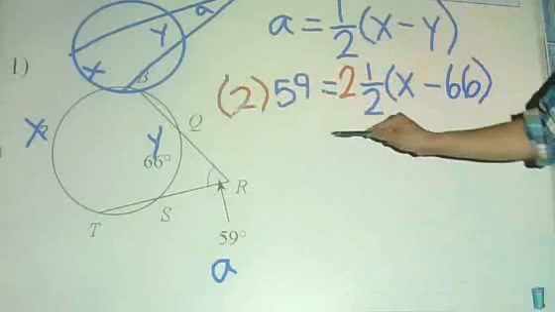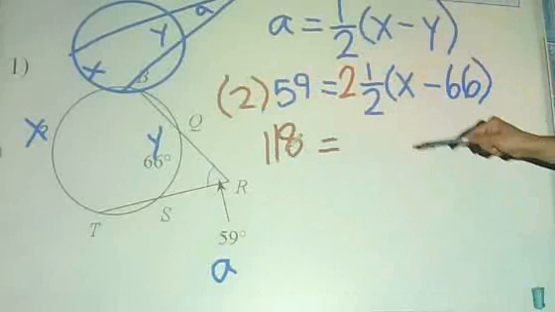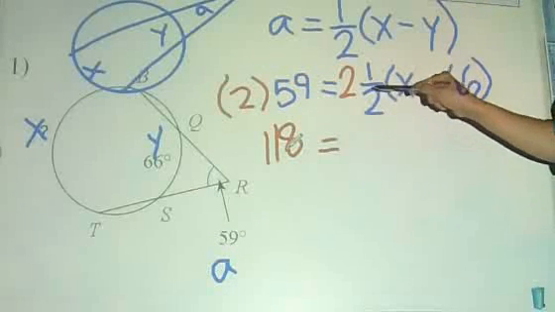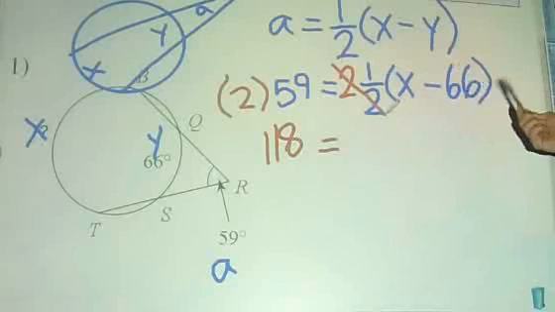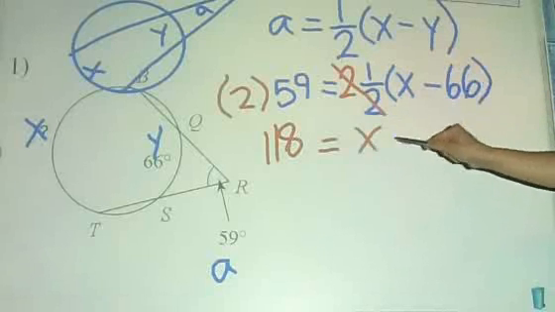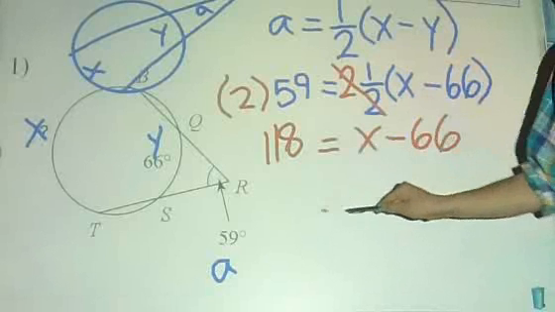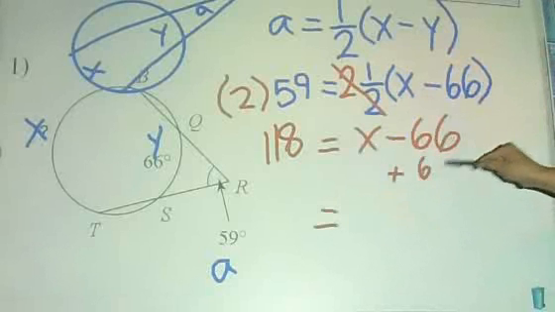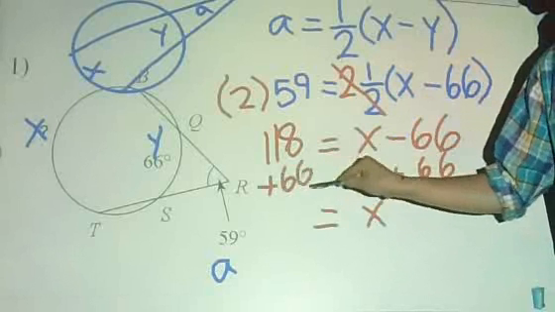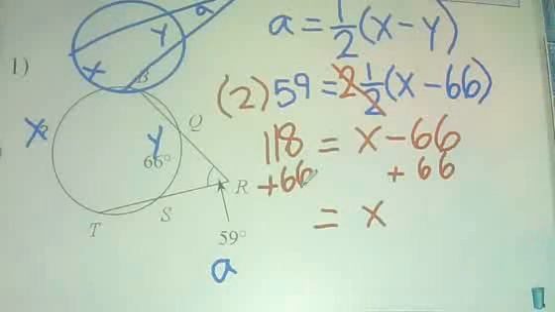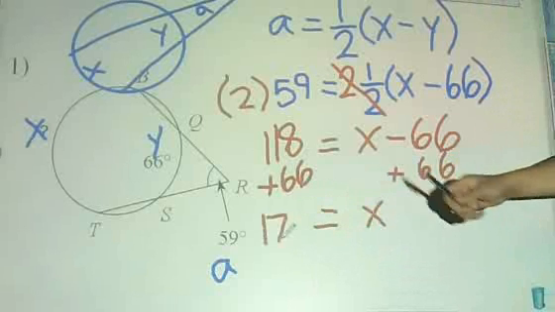All right, so 2 times 59 makes 118. And the reason why we're multiplying both sides times 2 is because 2 times 1/2 is going to cancel out, right? And we're just going to get 1. And 1 times anything is itself, so we get x minus 66, right? So now, all I have to do is add 66 to this side, and then I'm going to get x. And I've got to add 66 to this side too, right? So I get 174, I hope I'm right. Did I do that right?